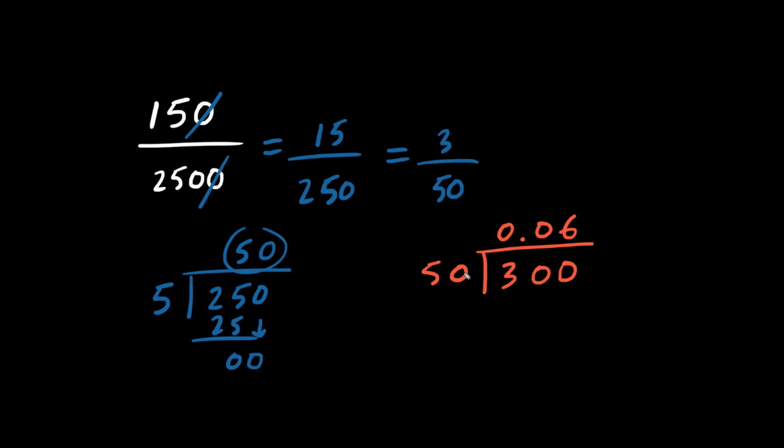It's 6. 5 times 5 is 25. 5 times 6 is 30. And of course, when you have an extra 0, you add that 0. Subtract, and there's no remainder. So indeed, we found the decimal answer. 0.06 is equivalent to 150 over 2500.